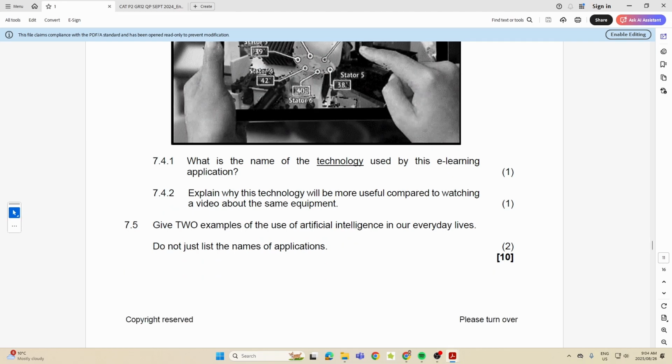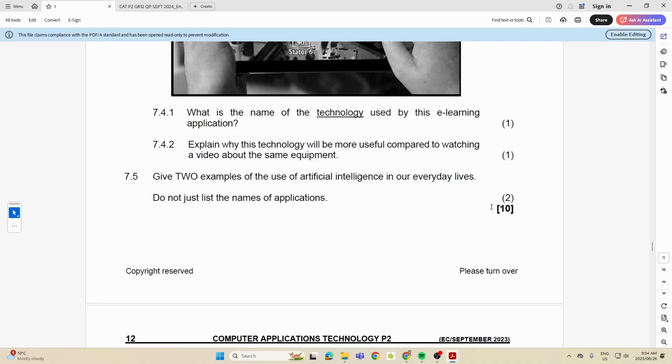Okay. Then to finish off question 7, give 2 examples of the use of artificial intelligence in our everyday lives. They say do not just list the names of the application. So you want to say, well, artificial intelligence in our life every day. We have voice assistants like Siri. We have applications that can help you shop online. There's financial institutions that identify which transactions are fraudulent. You've got self-driven cars. Yeah, you've got inventory management software that can be used by AI as well.